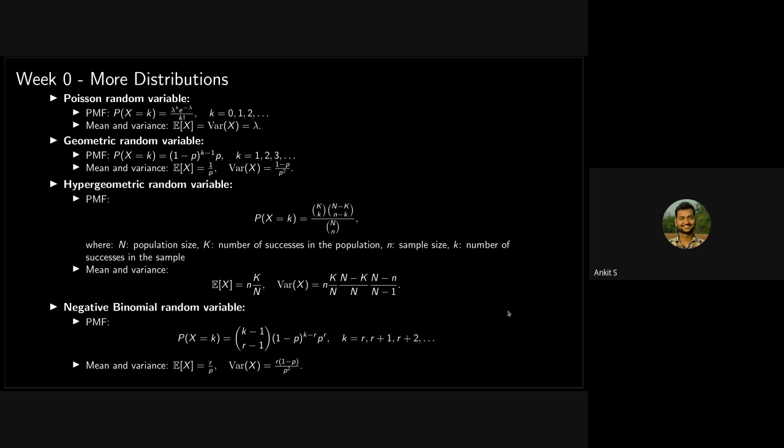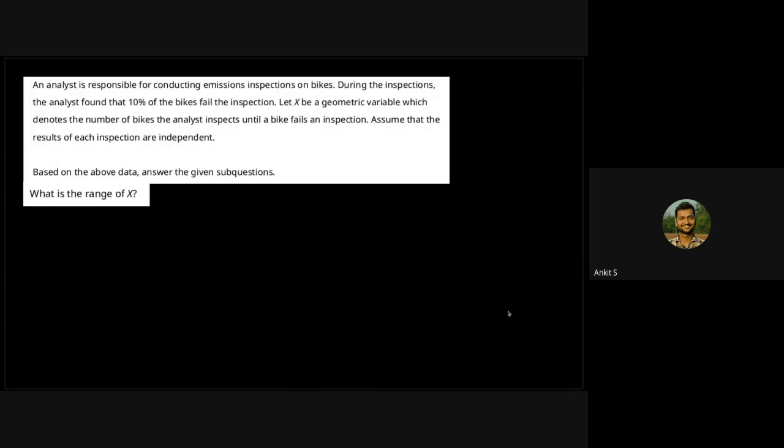The information on this slide, whatever I have presented here, will be available in your exam. Whatever all the important distributions are, along with their PMFs and PDFs, will be given. In the case of a geometric random variable, we know that the range of values it can take are 1, 2, 3, and so on. Here it says that X is a geometric random variable which denotes the number of bikes the analyst inspects until a bike fails an inspection.